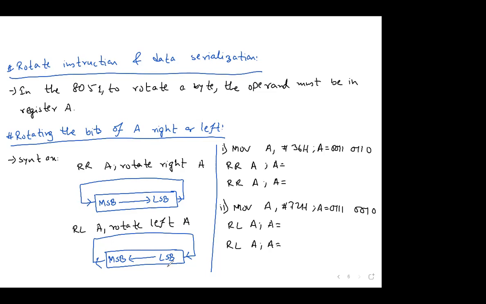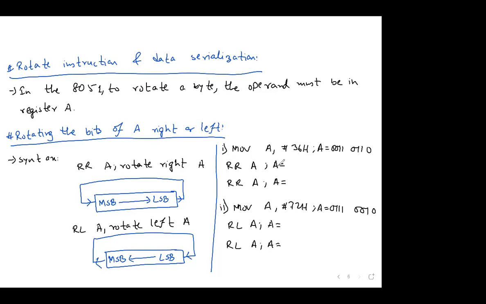Okay, ID 61. Yes, sir. Tell me, what will be over here? Sir, 36H. Over here, this one. Rotate right A. I have given you everything. Initially, you are moving 36H to the accumulator. So the binary format is this.